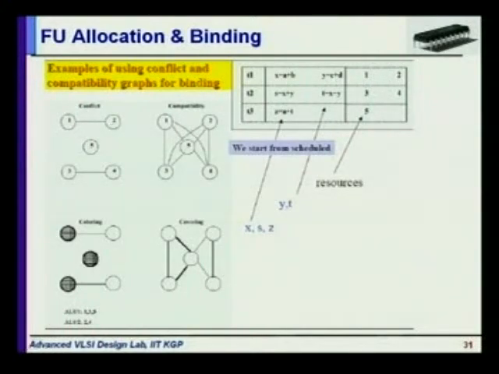So essentially your function unit allocation problem is mapped to the graph coloring problem. You construct the conflict graph from the scheduled behavior, and then you call the graph coloring algorithm to find out the minimum number of colors required to color this conflict graph, and the nodes that have the same color can be executed in the same function unit. Okay.